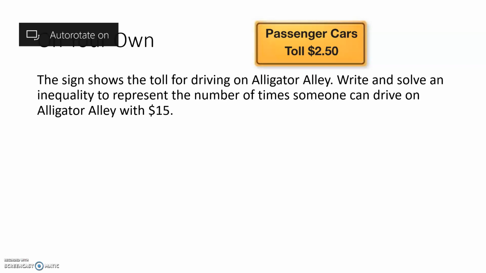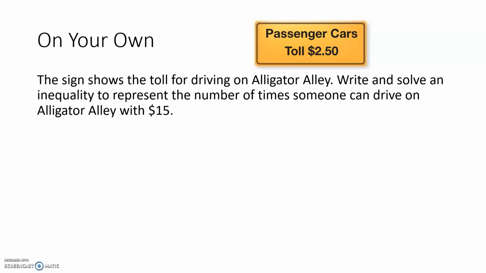So the sign shows the toll for driving on Alligator Alley. Write and solve an inequality to represent the number of times someone can drive on Alligator Alley with $15. So I need to create and solve an inequality based on the situation. In order to drive on Alligator Alley, you have to pay $2.50 every single time you get on the road.